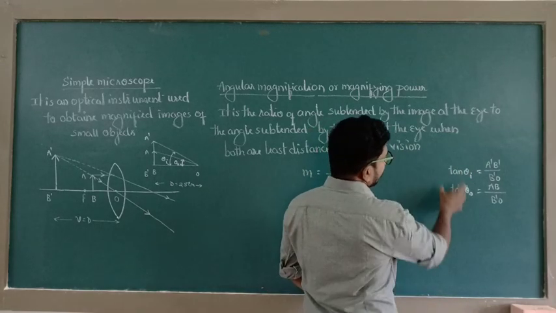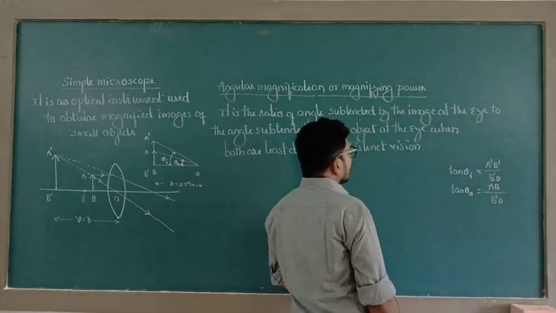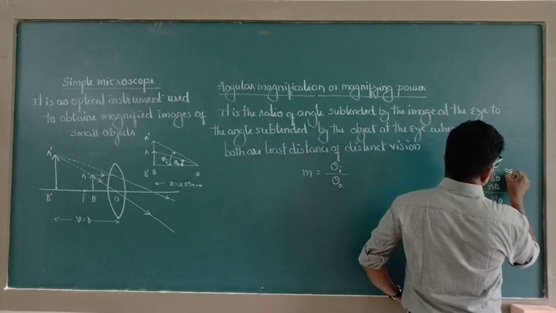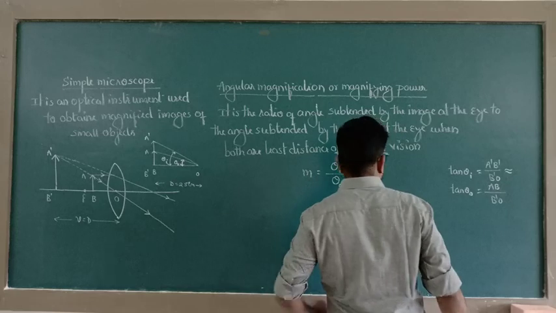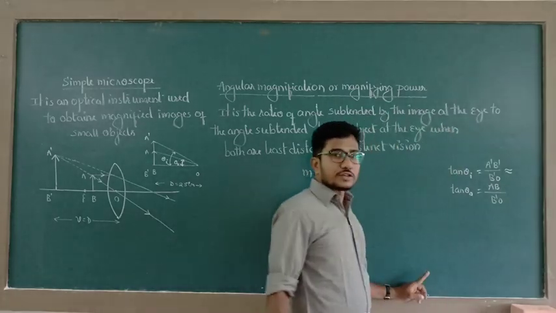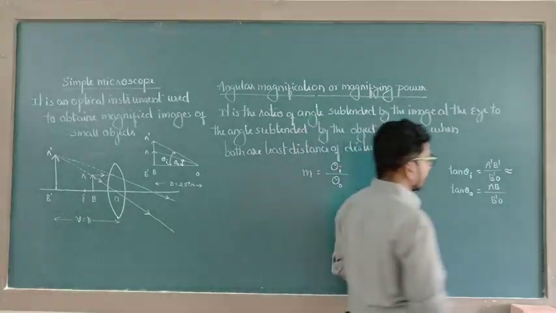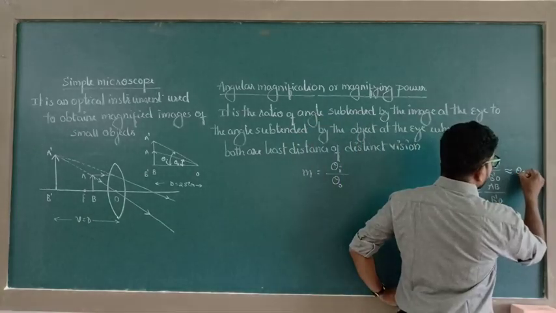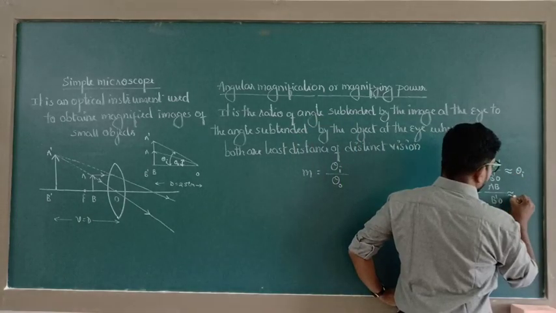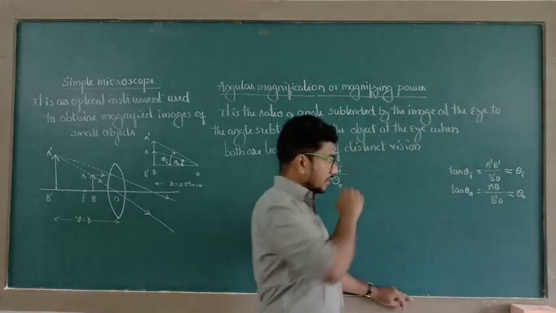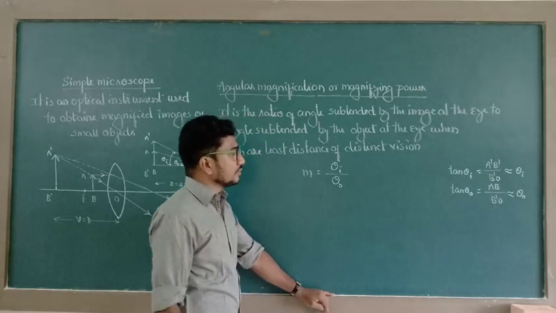So the ratio of these two angles. Here theta I and theta naught are small angles. For small angles we can write tan theta I is nearly equal to theta I, and tan theta naught is nearly equal to theta naught. It is the angle made by the object.